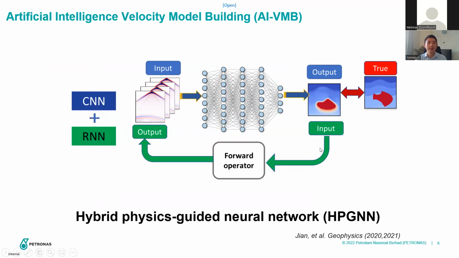Here is a map of how the HPGNN works. As input, we have the shot gathers, which come from thousands of training velocity models. The shot gathers are fed as input into this neural network so that it generates the predicted velocity models.